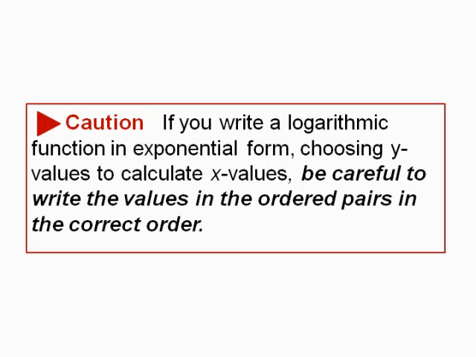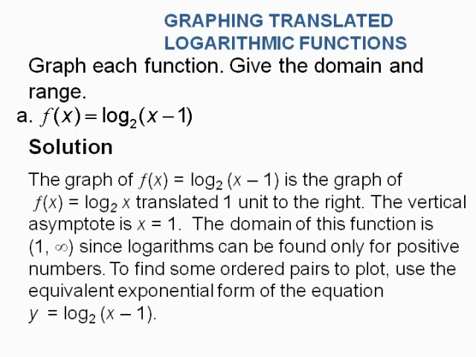So it says, if you write a logarithmic function in exponential form, choosing y values to calculate x values, be careful to write the values in the ordered pairs in the correct order. You might have caught me. I almost did an x instead of a y on one of them, and I had to catch myself and be careful there, because you're really substituting in y's to get x when you do that. So, more examples. You know Young likes to give you a lot of them.